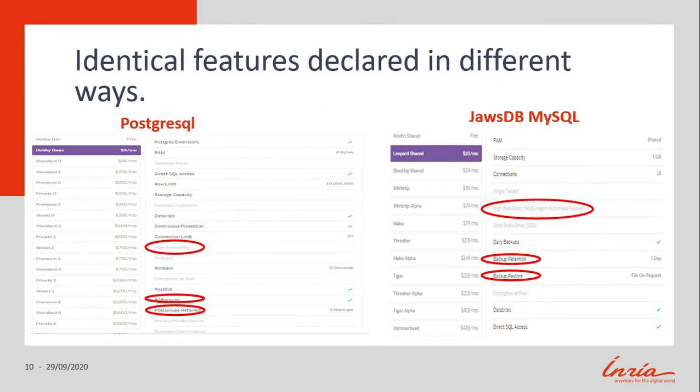Identical attribute declared in different ways. The provider declared the same attribute under different designations. For example, backup retention is reported as backup retention for PostgreSQL, and backup retention for MySQL.